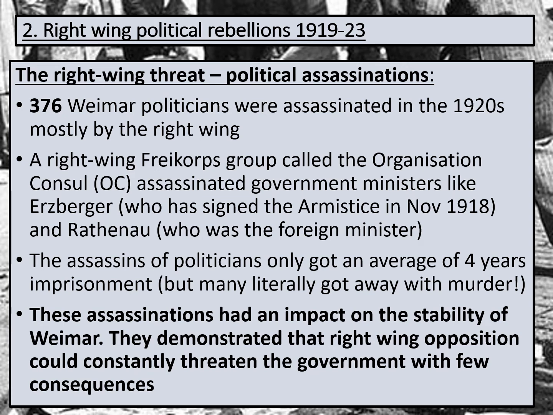This is the killer stat here. The assassins of politicians only got an average of 4 years in prison. They literally got away with murder. 4 years in prison for murder is very low anyway, isn't it? But some of them, of course, got less than that. Some of them got away with it entirely.